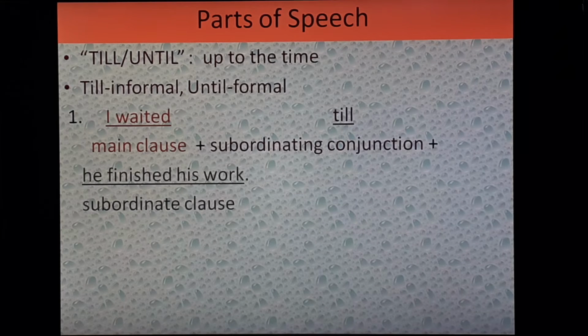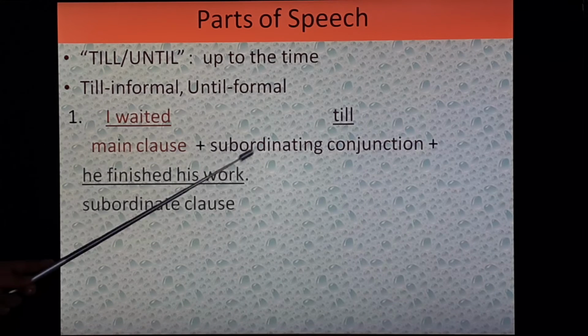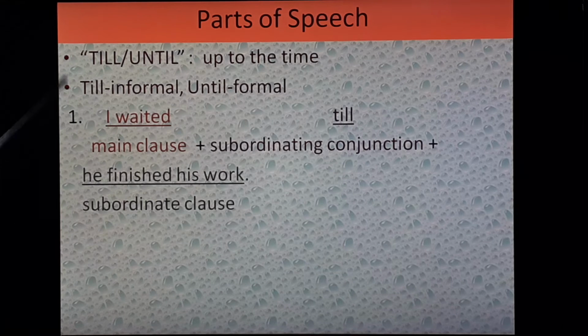Let's see the example. I waited till he finished his work. So here, I waited is the main clause, till is the subordinating conjunction, and he finished his work is the subordinate clause.